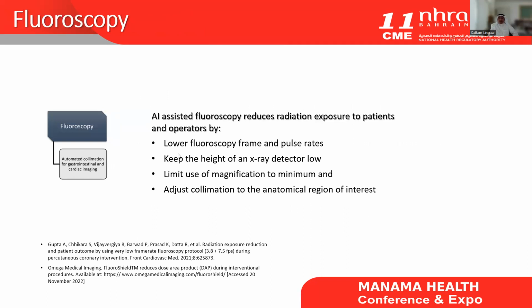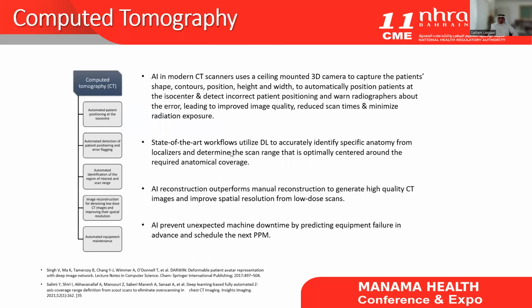In fluoroscopy, obviously, lowering the frame and pulse rate, keeping the height of the X-ray detector low, close to the patient's body, limiting the use of magnification, as well as identifying the anatomic area of interest and proper collimation, all improve image quality and reduce patient radiation exposure.